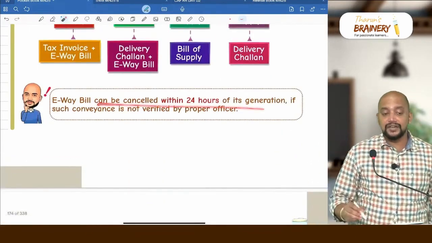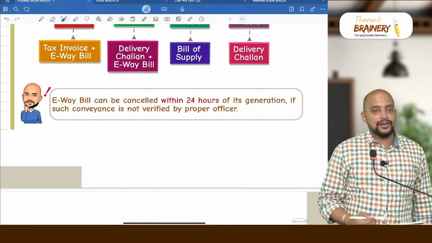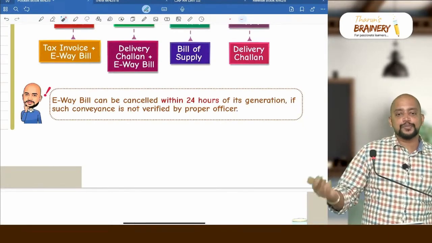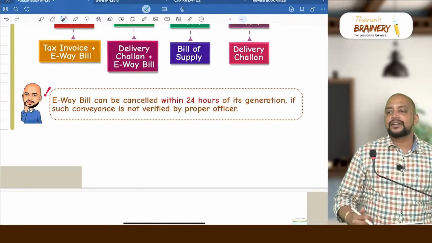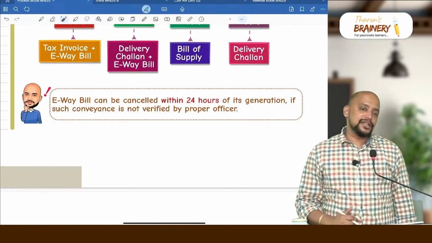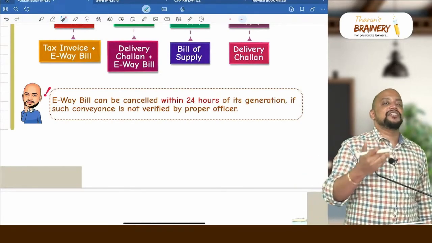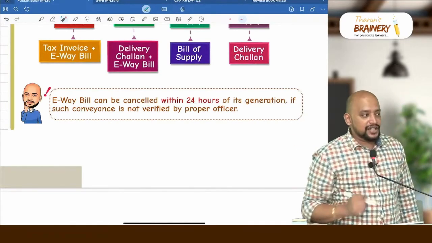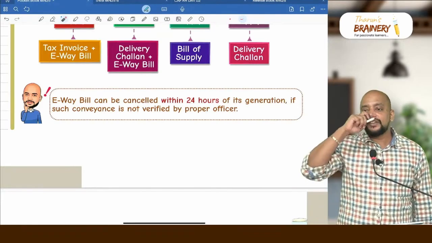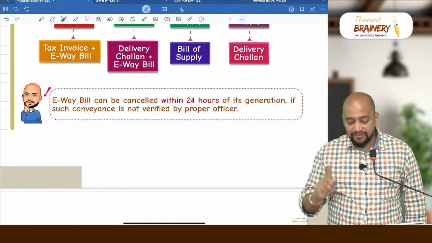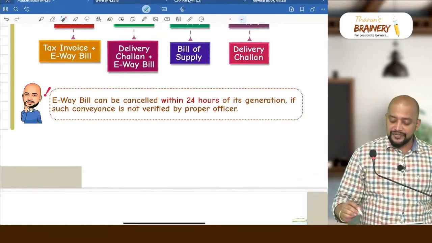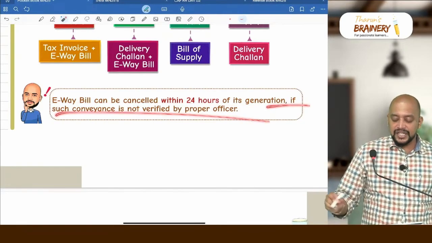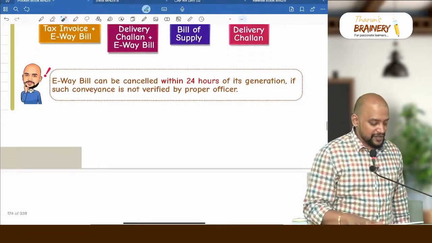E-way bill can be cancelled within 24 hours of its generation. So that is, e-way bill is generated and we don't want to transport the goods, so the invoice is cancelled. For example, you placed an order on Amazon, and when the order is packed and ready for shipment, you cancel the product. When you cancel the product, but the e-way bill is already generated, in that case they will cancel the e-way bill. But it must be within 24 hours of its generation, if such conveyance is not verified by the proper officer.